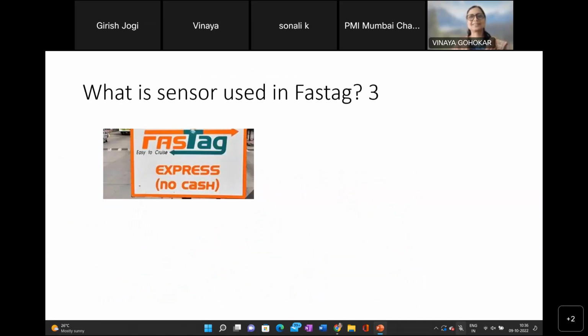Yes, I think there's already the answer given in the chat window. So what is the sensor used in FASTag? FASTag, now as it is made compulsory, each and everyone knows about it, I guess. We already have the answer given by somebody in the chat window. And the sensor which is used in FASTag is RFID.